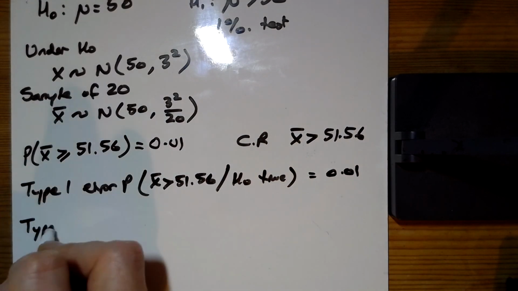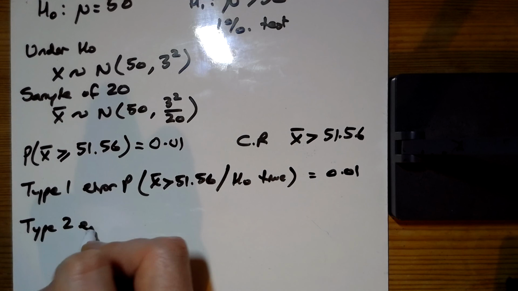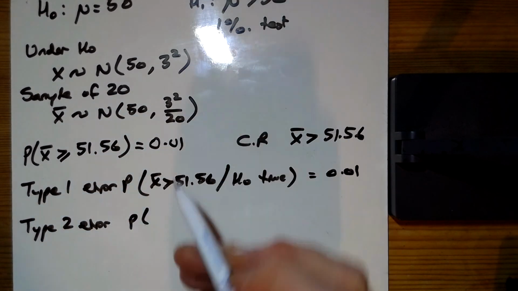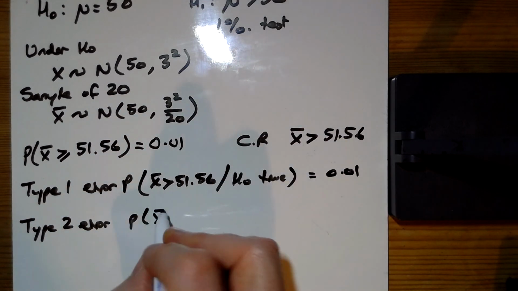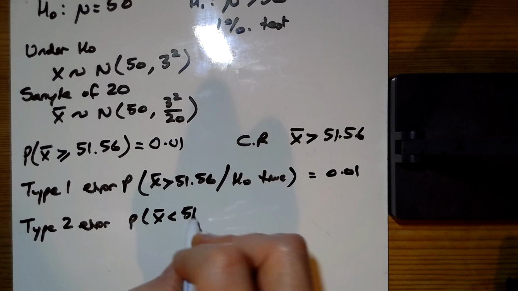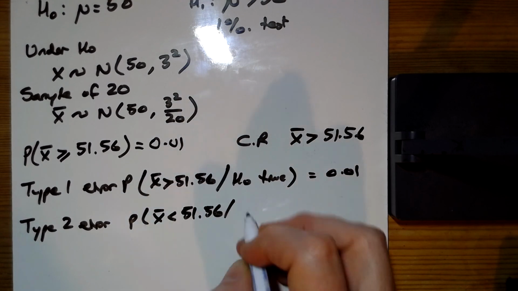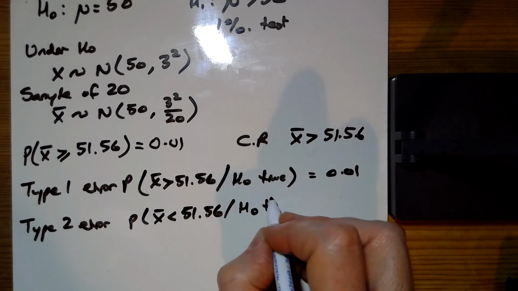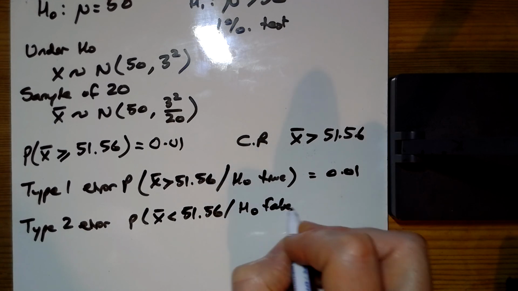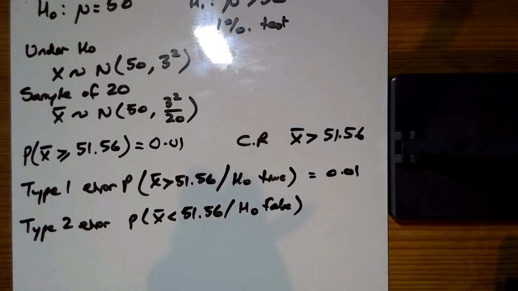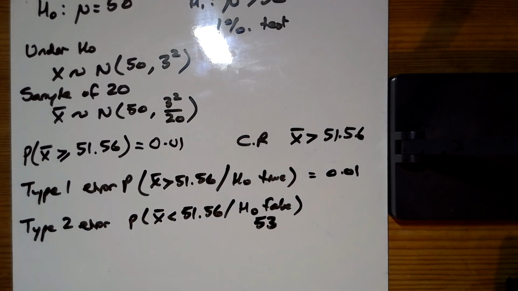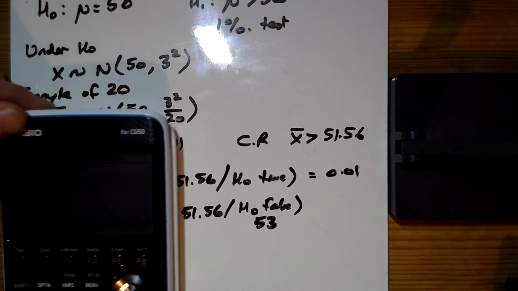So a type 2 error is the probability of not rejecting H0, so the opposite of that one there. That is the mean is less than 51.56, given that H0 was false. And like in the last one, they're going to need to tell us, but it turned out to be 53, it says in the question there.